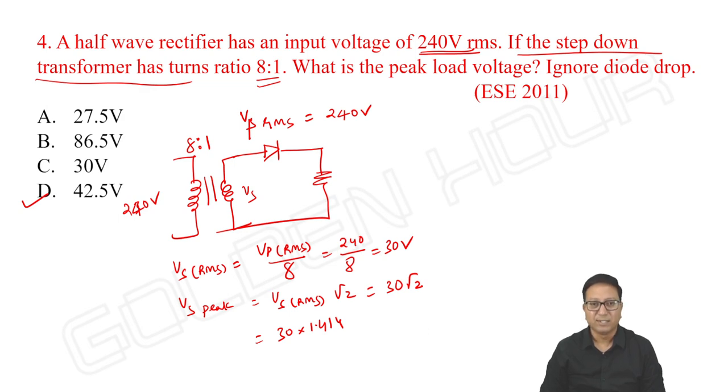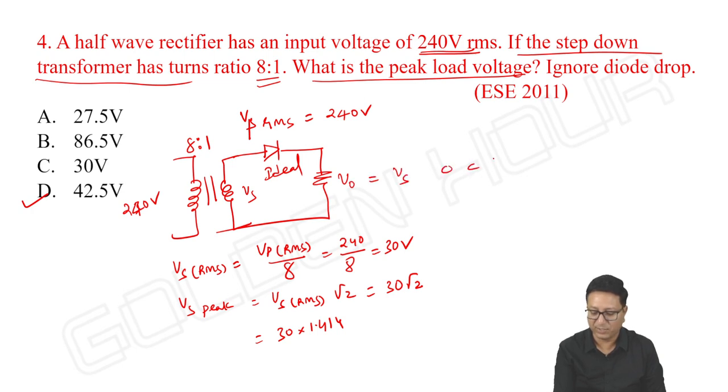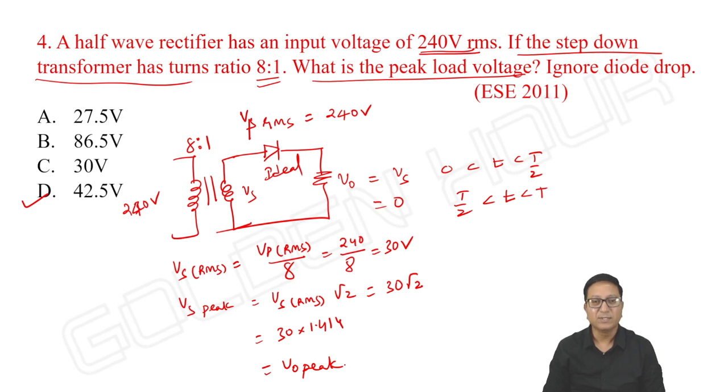It's very simple. That is the peak load voltage they are asking, because here the diode is ideal. As the diode is ideal, V output is equal to Vs over the interval 0 to T by 2, and it is 0 over the rest of the period. So V output is equal to V secondary. Obviously, the output peak amplitude is equal to the secondary peak amplitude; the amplitude of the secondary voltage and the output voltage are one and the same.